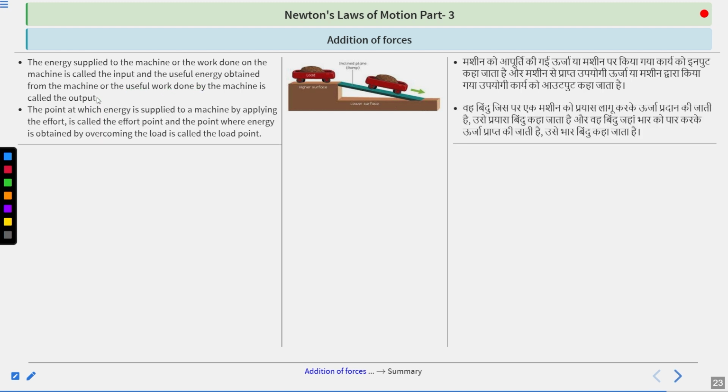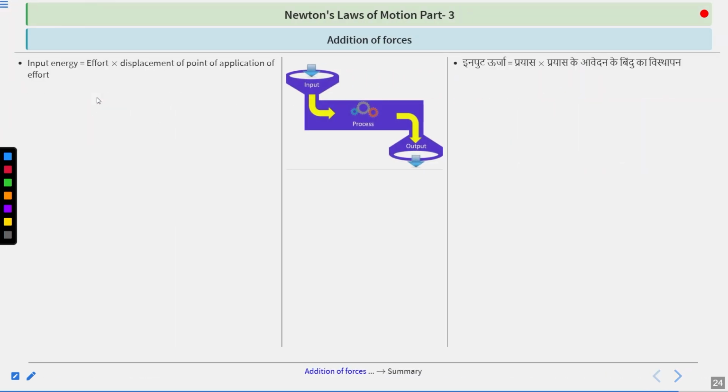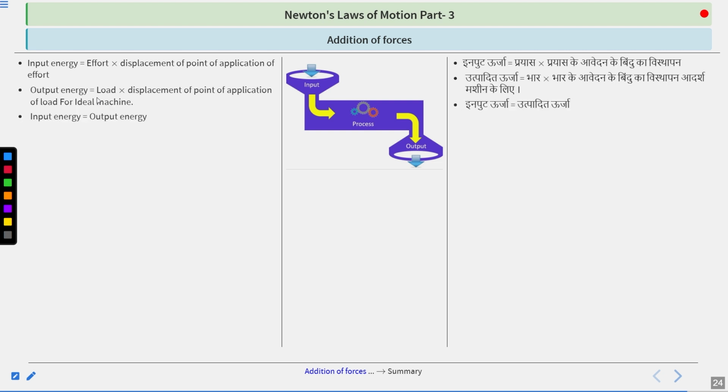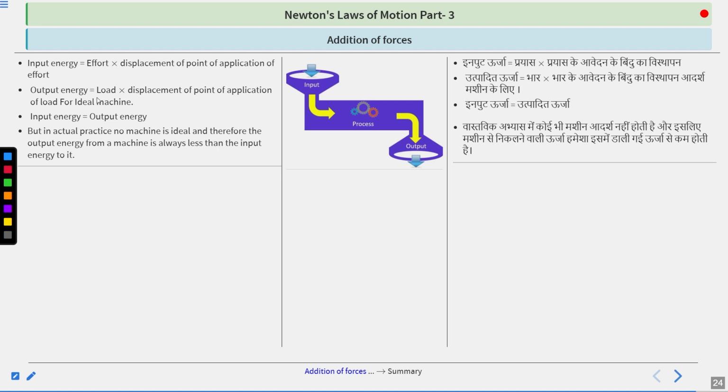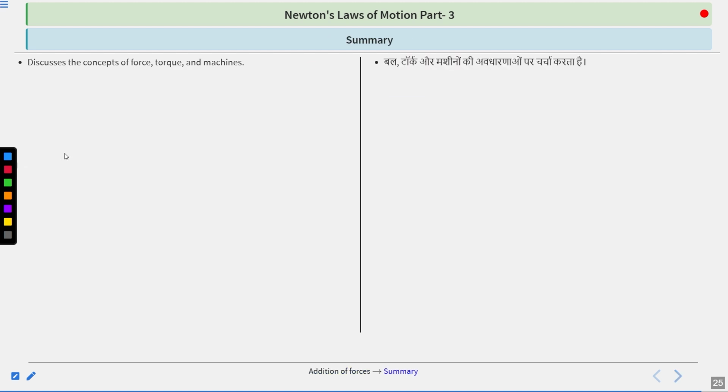The point at which energy is supplied to a machine by applying the effort is called the effort point. The point where it is obtained by overcoming the load is called the load point. Input energy is equal to effort into displacement of the point of application of effort. Output energy is load into displacement of the point of application of load. For an ideal machine, input energy is always equal to the output energy. So the more input you put in a machine, the more output you gain from the machine. But in actual practice, no machine is ideal, and therefore the output energy from a machine is always less than the input energy.